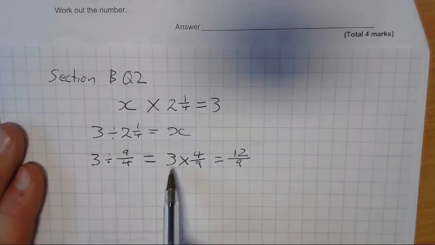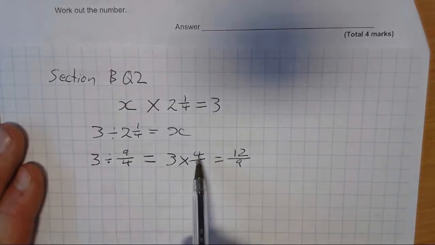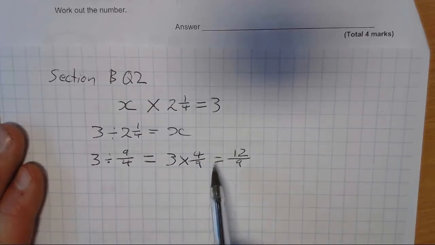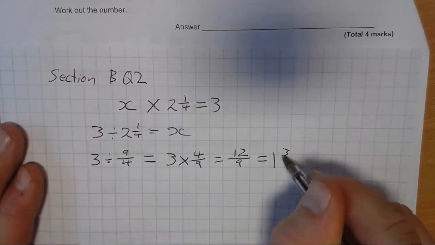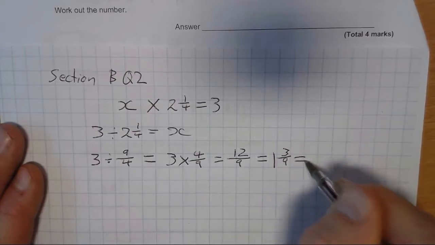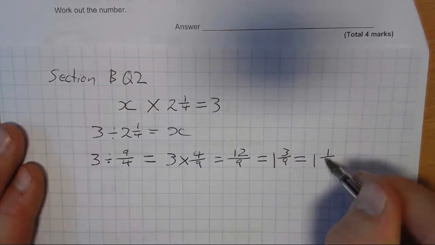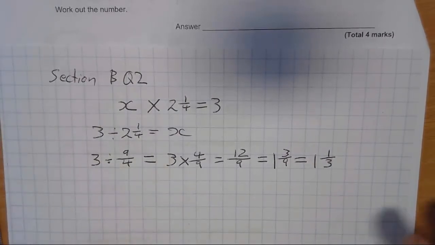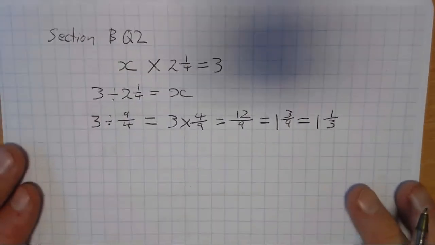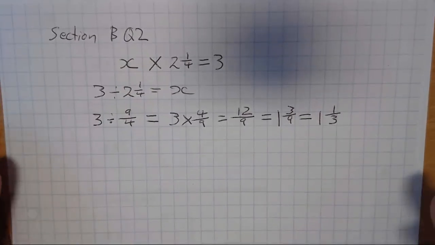So 3 times by 4/9 is 12/9. Remember, I'm just going to multiply by the numerator because 3 is the same as 3 over 1, or 3 wholes. So 3 times 4 will give me 12. The 9 stays the same. So 12/9 is the same as 1 and 3/9, which is the same as 1 and 1/3. And that's my answer. 4 marks there. So I'm going to set you guys an improvement question and or an extension question.